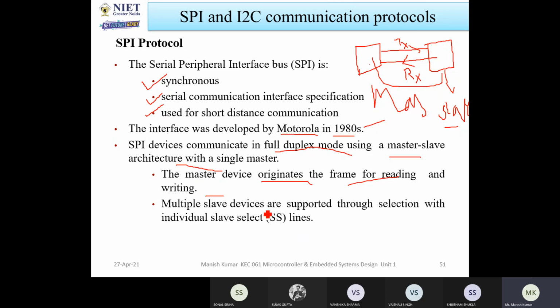The next point is, multiple slave devices are supported through selection with individual slave select lines. It might be possible for one master to connect more than one slave. So how can you control these slaves? For that purpose, I am going to use slave select lines. I will discuss what slave select lines are and how you can use them in the further slides.